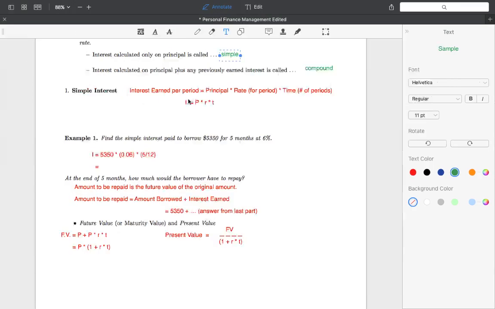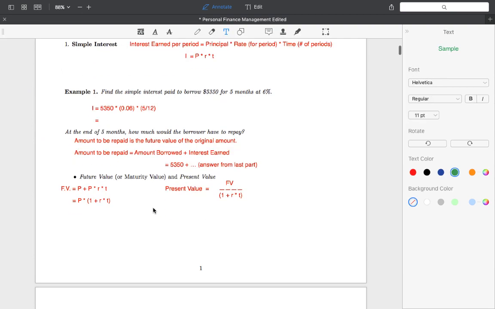So that's simple interest. Very straightforward. So future value or maturity value is, again, you take the principal and you add on whatever interest is earned. So you take the principal and add principal times rate times time. Or we often factor out the principal and write it as P times the quantity 1 plus R times T. So that's the future value.